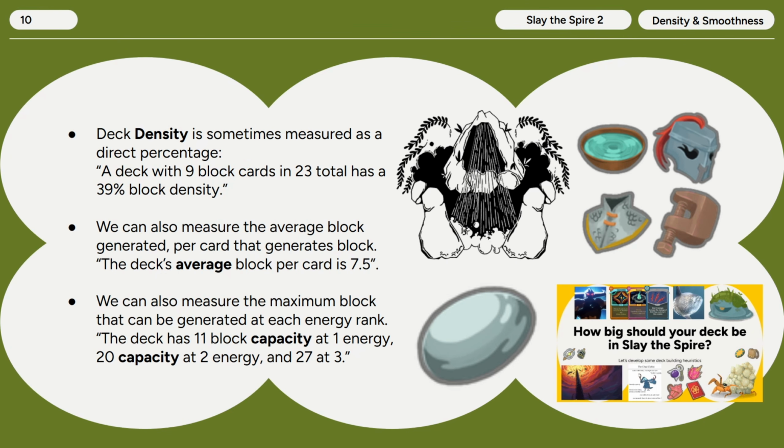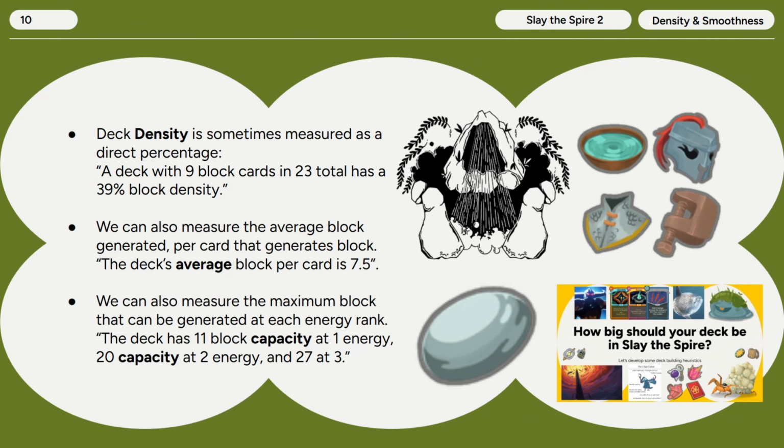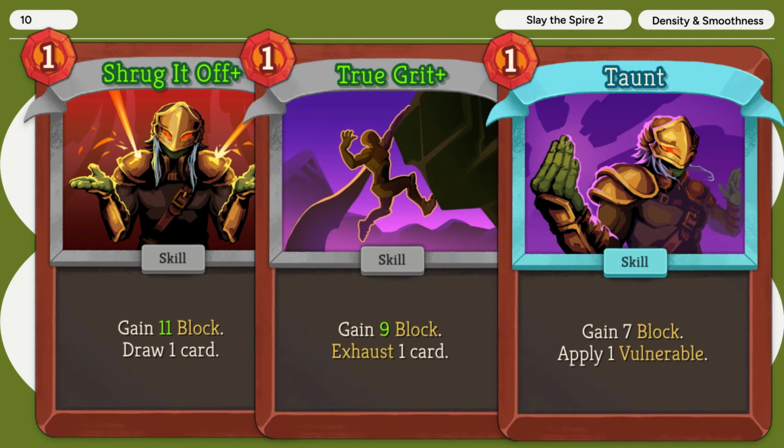And then at 2 energy, well, you have a Shrug It Off Plus, which gets you 11, and then maybe you have a True Grit Plus, which gets you 9, but you don't have a second Shrug It Off Plus. So you can't get 22 from 2 energy by just playing the same Shrug It Off twice. You got to play Shrug It Off, and then you got to play True Grit. Maybe you can only generate 7 block on your 3rd energy, and so over the course of 3 energy, you'll see that the amount of block you can produce per energy starts to run off.